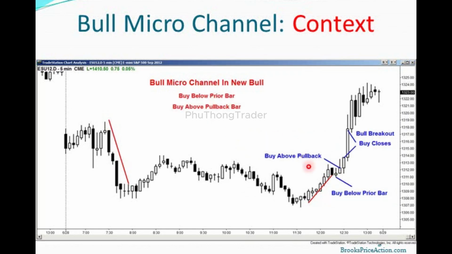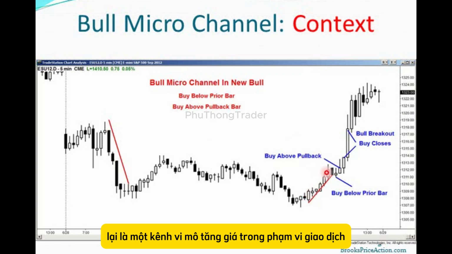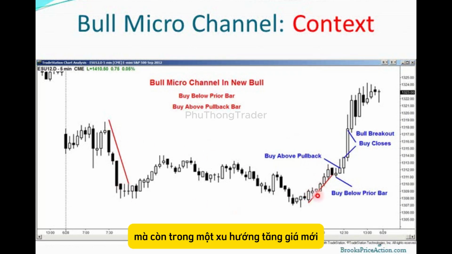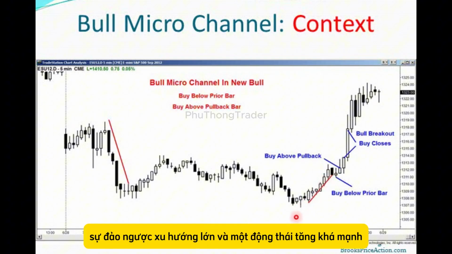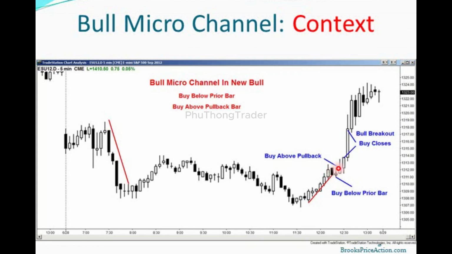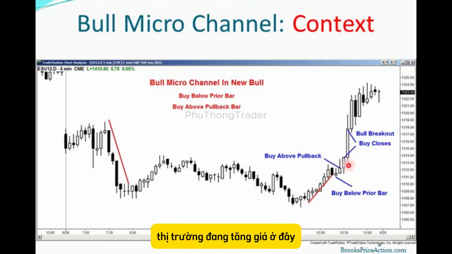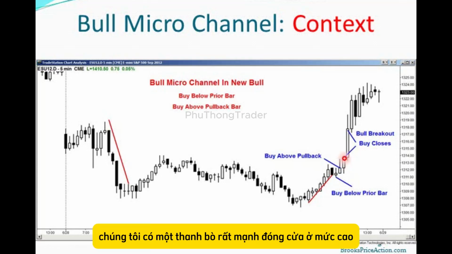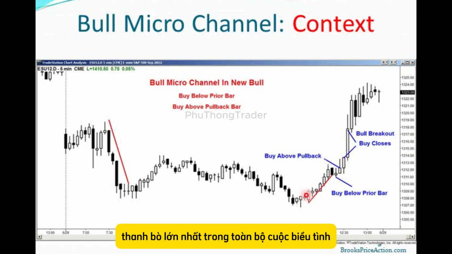Again, a bull microchannel in a trading range, but also in a new bull trend, a low major trend reversal and a pretty strong move up. At this point, the market is bullish. Here we have a very strong bull bar closing on its high, the biggest bull bar in the entire rally. We're approaching the top of the trading range.